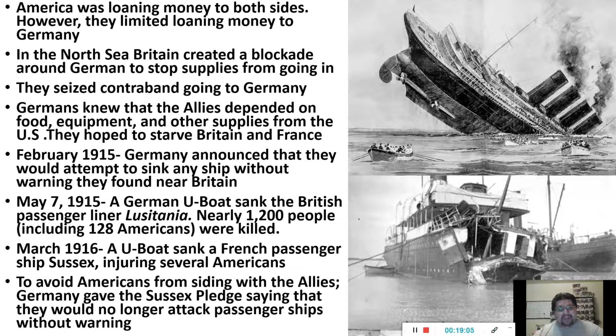Germany didn't want that. So what they did is they said, okay, how about this? We'll sign this document called the Sussex Pledge, in that we will no longer attack passenger ships without warning. We'll pop up, we'll say, hey, we're here. Either you turn around or we inspect the ship, making sure that there's no weapons, things like that on there, no food going to Britain or France.